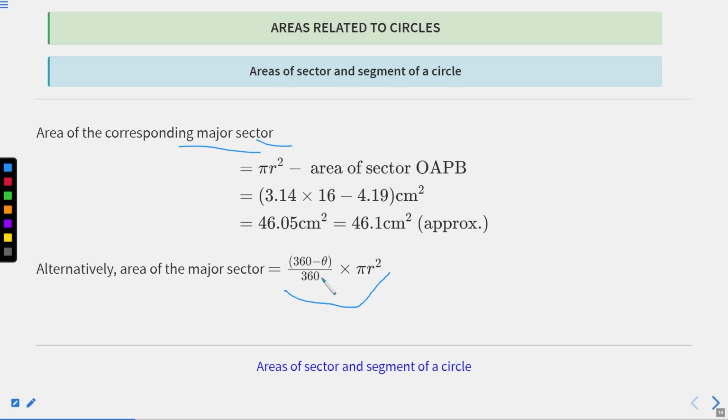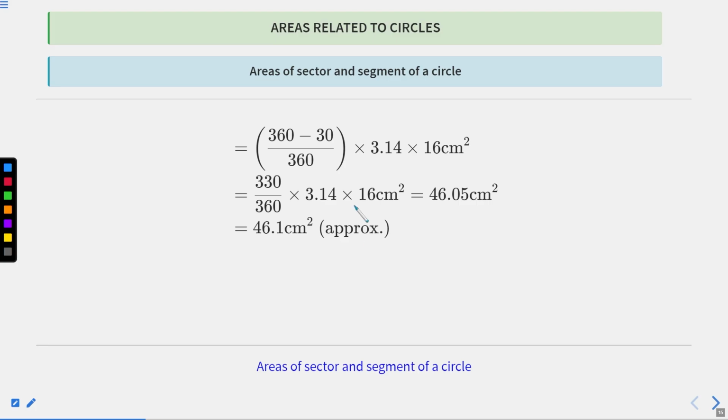Now if you use this formula, then you'll get (360 minus 30) divided by 360 into 3.14 into 16 centimeter square. This is equal to 330 divided by 360 into 3.14 into 16 centimeter square, that is equal to 46.05 centimeter square, and this is approximately equal to 46.1 centimeter square.